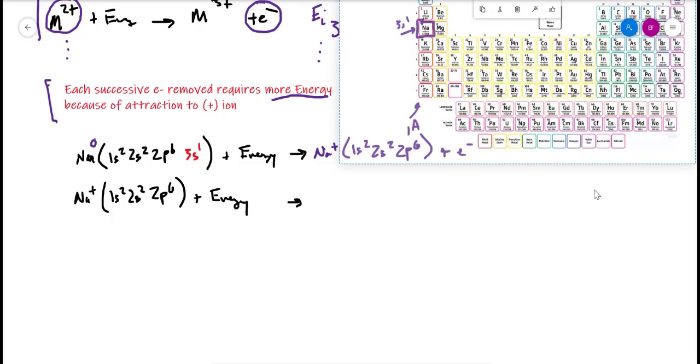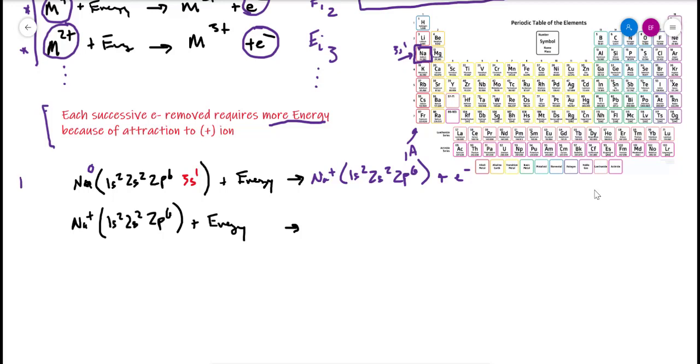This will be our EI sub 1, or ionization energy sub 1. If we take this ion and then we remove an electron from that, so I'm just rewriting that electron configuration for the sodium plus ion, then we can think about what the energy would be for the second one.